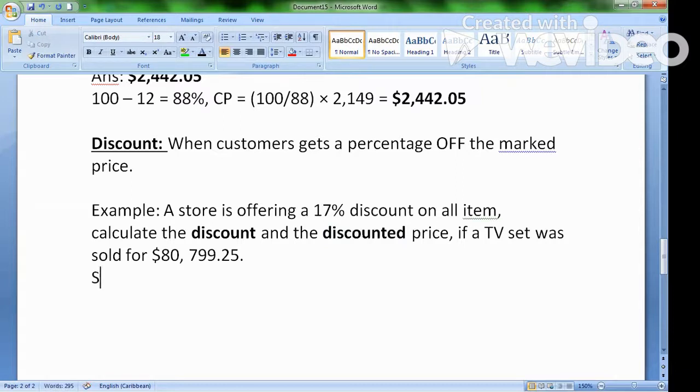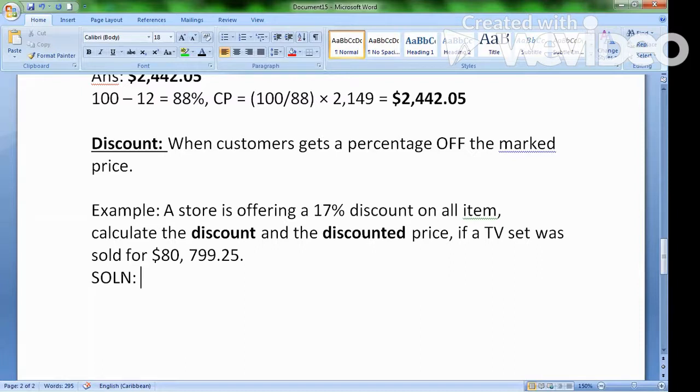The discounted price is the amount of money you get after you take off the 17% of the original price. Yes, you're correct. So basically the discounted price is what the customer actually pays for the item, but the discount is how much came off the item.